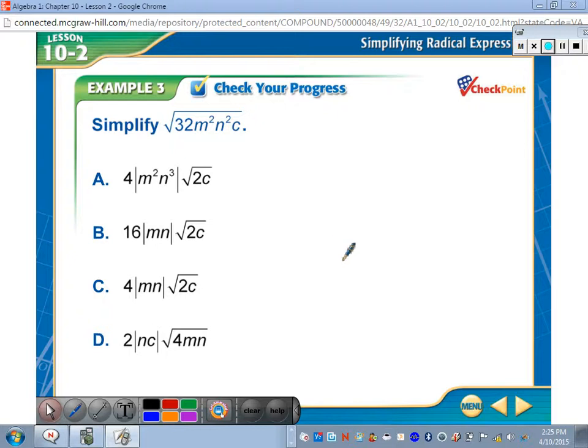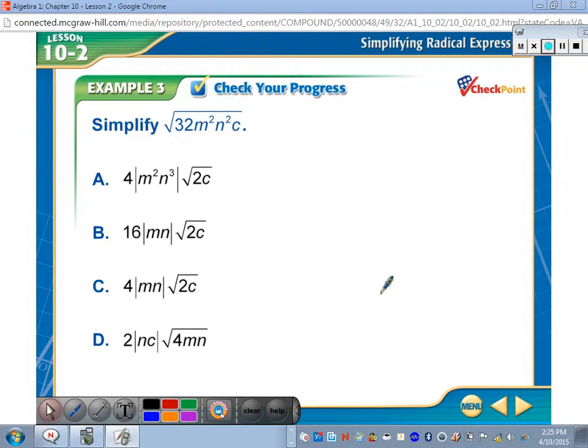So this is going to be square root of 2, square root of 4, square root of 4, square root of m squared, square root of n squared, square root of c. Okay. So I'm going to pull out my perfect squares. So there's a 2, and there's a 2. So I'm going to take my little highlighter, and I'm going to cross off the ones I've done. Here's a perfect square, and here's a perfect square.